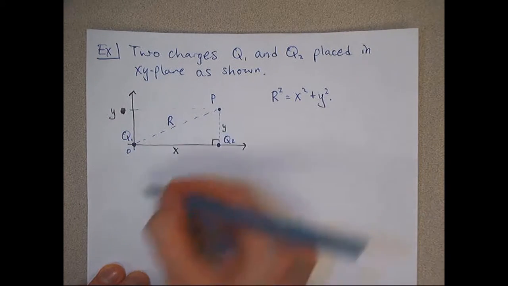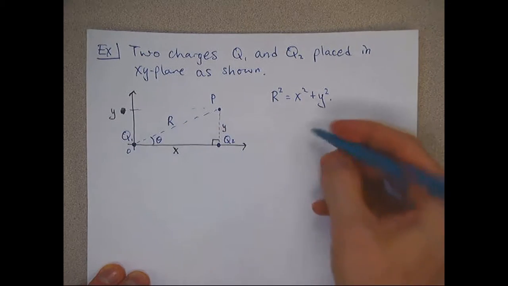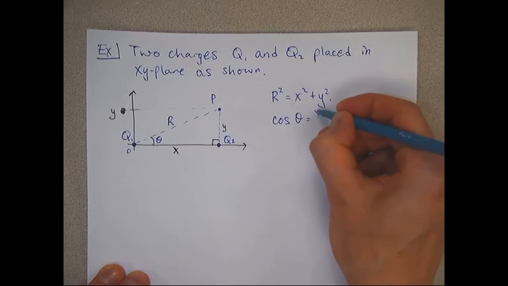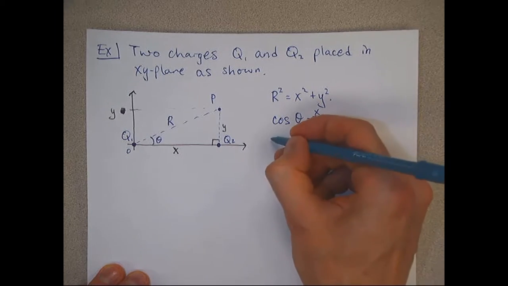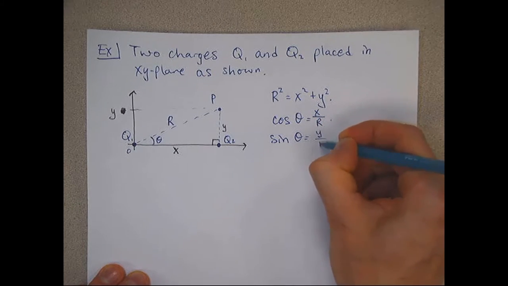We can also define an angle here, theta, which may become useful later. And the cosine of theta is x on r. The sine of theta is y on r.